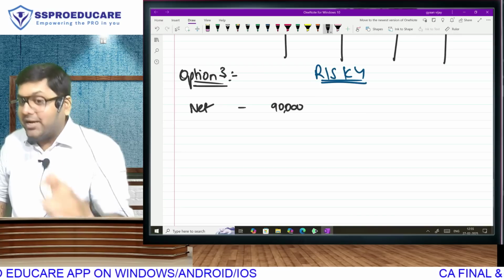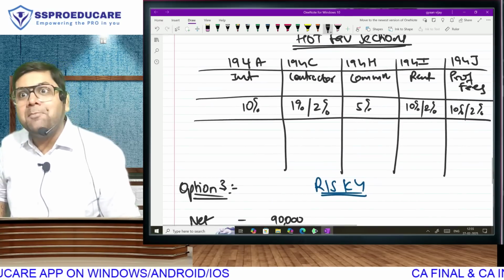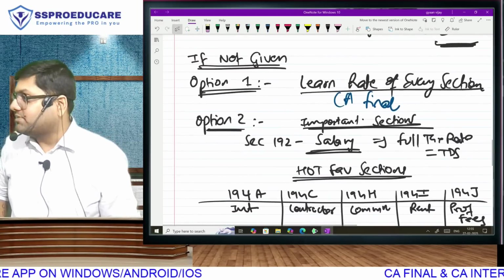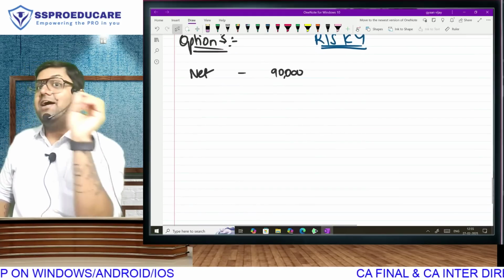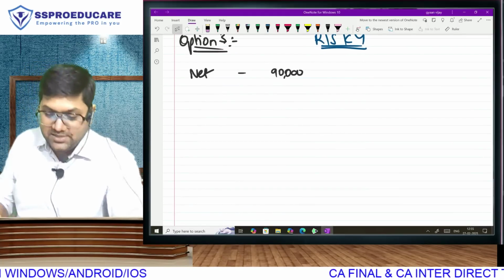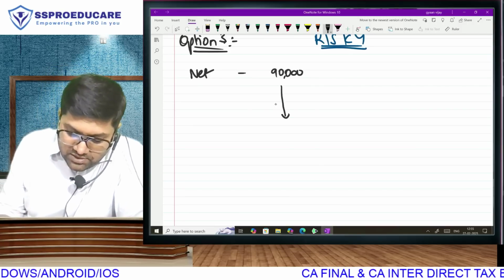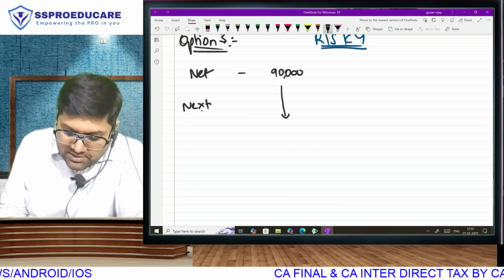But if I don't remember in the exam, these sections also I have learned, but I don't remember. I have not learned anything like option 1. So what can I do? Idea. Secret between you and me. The idea is this: you go and find out the next round figure.